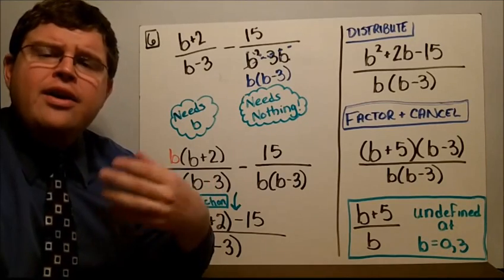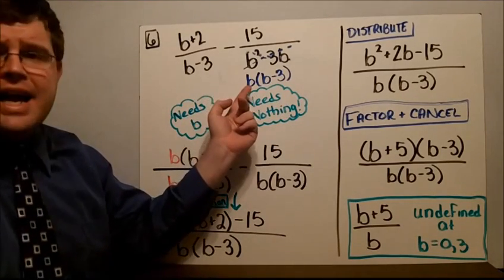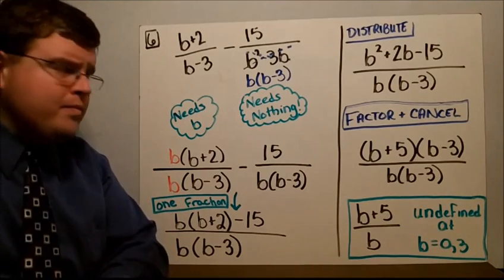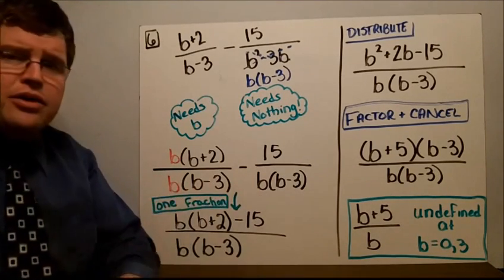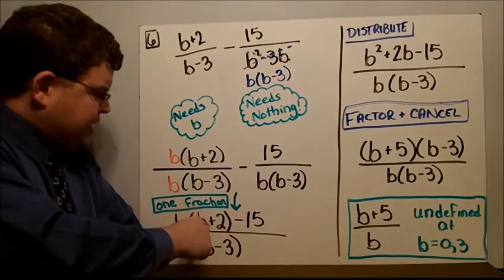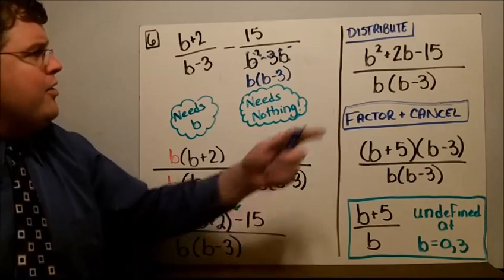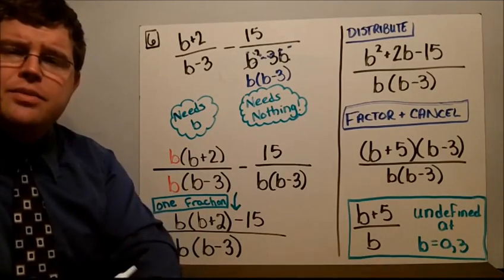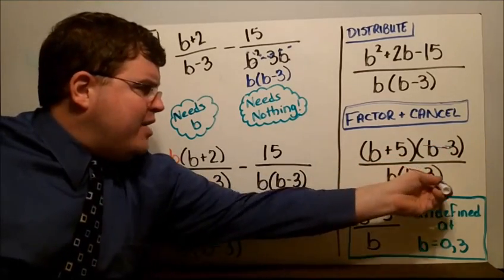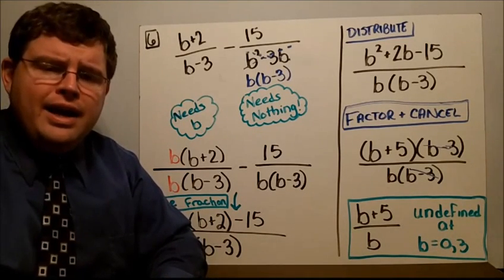Now, to have a common denominator, each fraction has to have the same pieces. This has b minus 3, and so does this. That's good news. This side has a b, and this side does not have a plain old b, so we have to multiply by b over b. Then, once we have our common denominators, we can push everything together into one big fraction. Finally, we use the distributive property, b squared plus 2b minus 15, and we factor and cancel. We factor the numerator, we end up with b plus 5 and b minus 3, and we have our denominator factored, b times b minus 3. Our b minus 3's cancel out. We're left with b plus 5 over b, with our excluded values being 0 and 3.